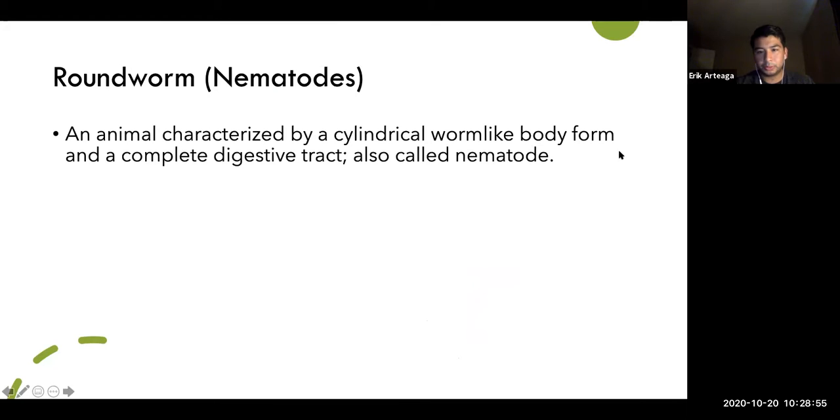Roundworms. So roundworms are nematodes, the phylum Nematoda. Very common parasites here. We see a lot of Ascaris worms. We see filarial worm disease, but an animal characterized by a cylindrical worm-like body, forming a complete digestive tract, also called nematoda or nematode.